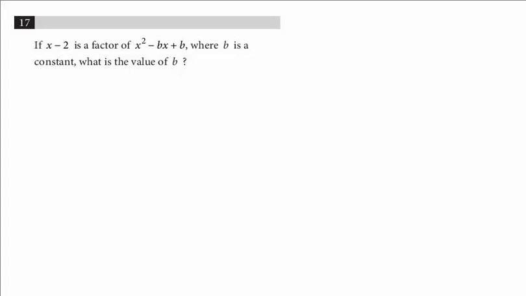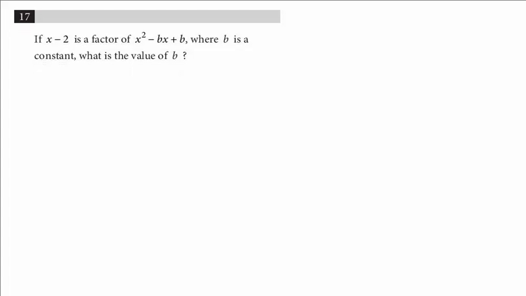All right, let's look at question 17. This is another grid-in. If x minus 2 is a factor of x squared minus bx plus b, where b is a constant, what is the value of b? Now really there's a shortcut to this problem, and I'm going to show you that, but I'm first going to show you sort of the long academic method.